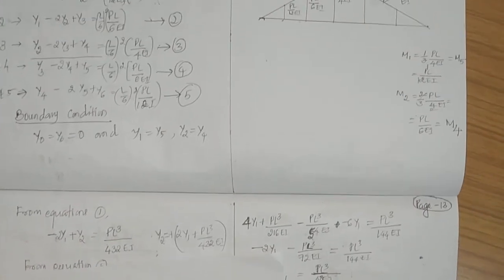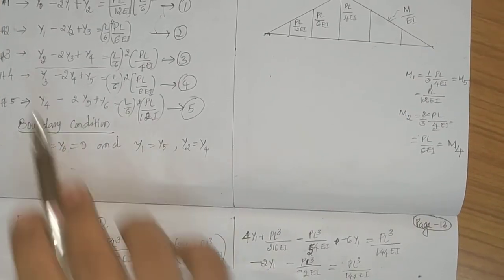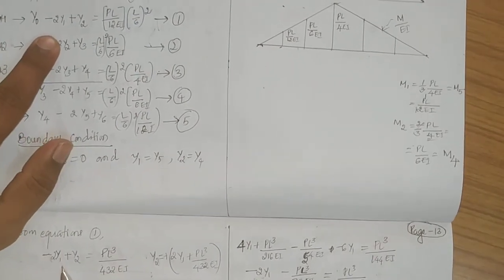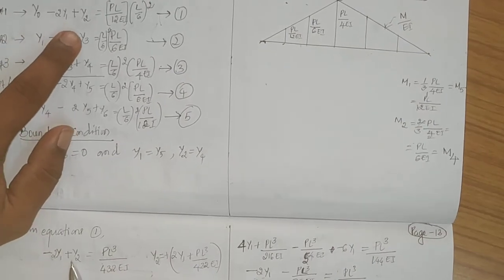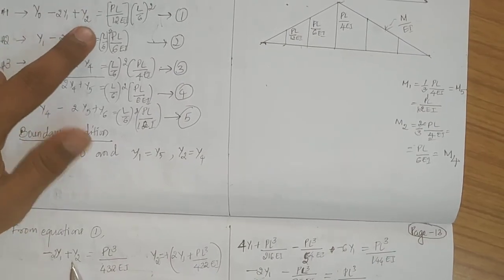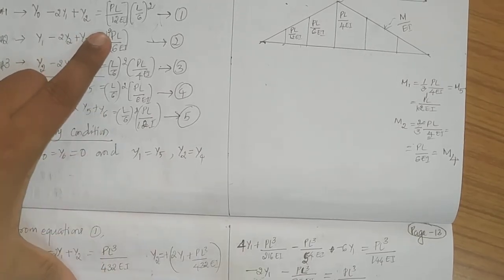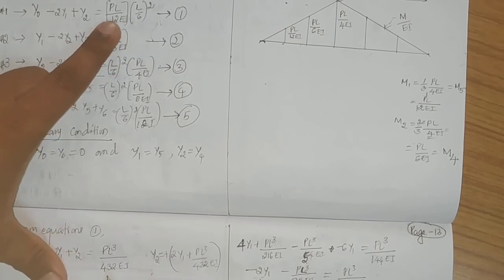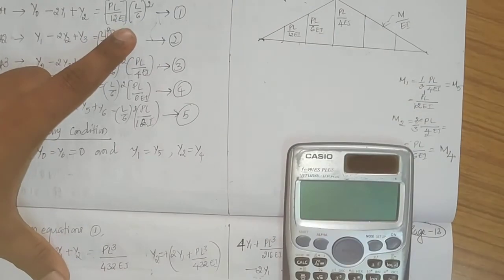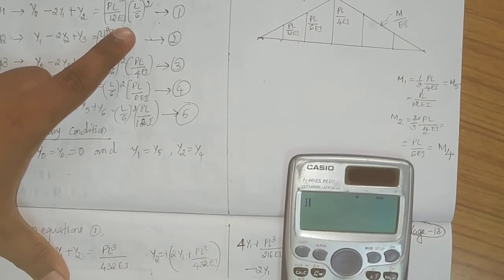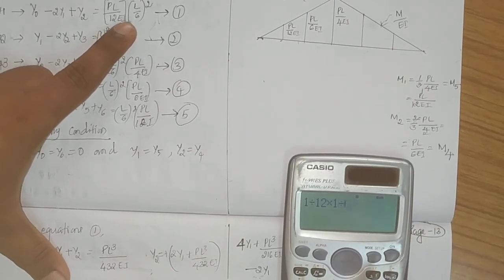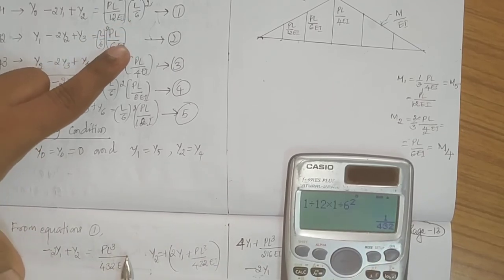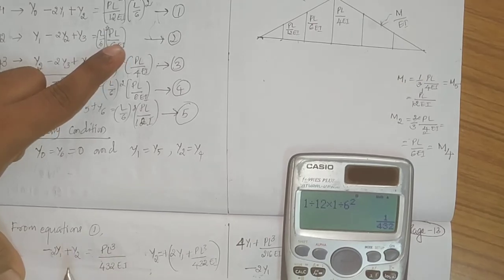If you apply the boundary condition to equation number 1, what actually happens? y0 is 0, minus 2y1 plus y2, which is equal to, simplifying it, L square is 6 square, 36, into 12 gives you 432. So 1 by 12 into 1 divided by 6 square is equal to 1 by 432. Therefore PL cube by 432 EI. That is from equation number 1.